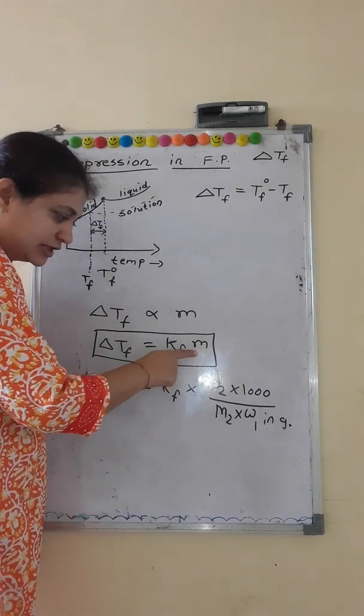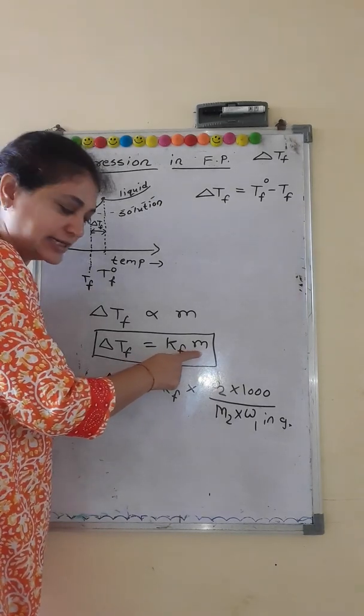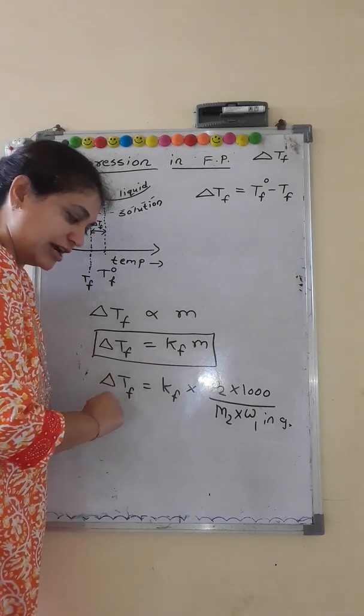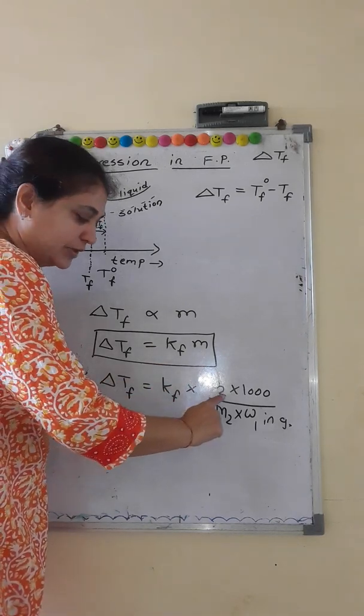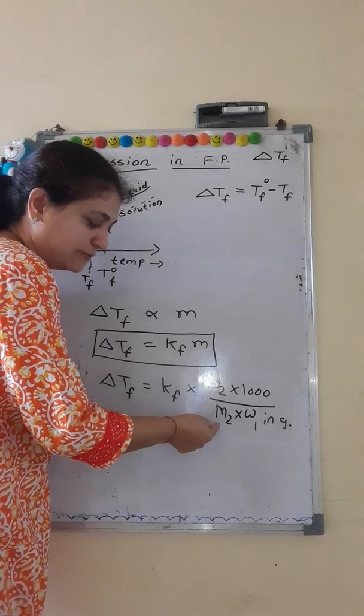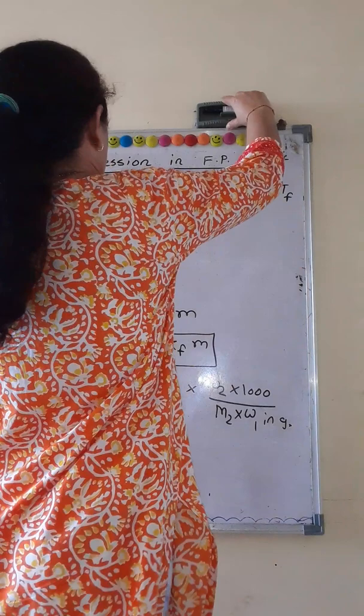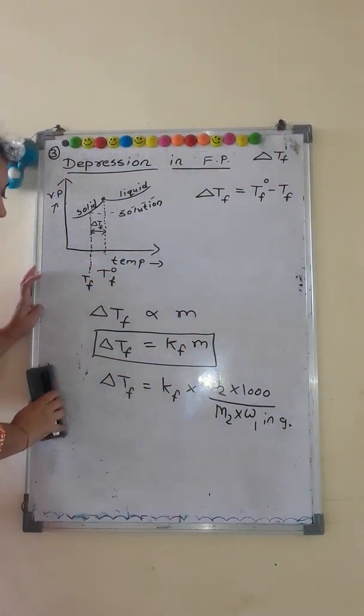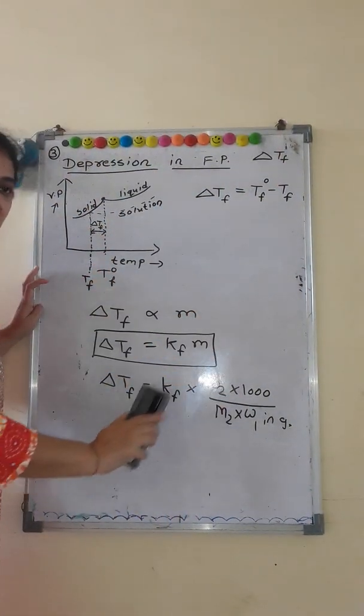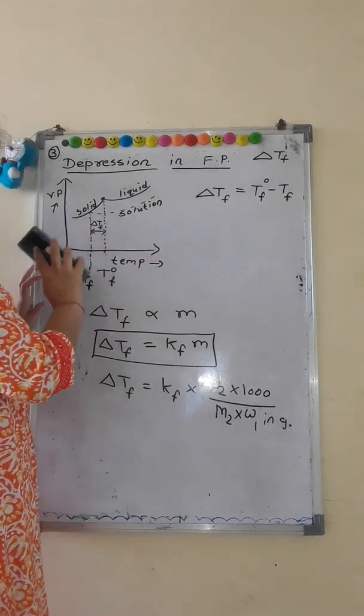Now, if I substitute the formula for molality, then my equation becomes delta Tf is equal to Kf multiplied by W2 upon M2 into 1000 upon W1. So here we complete depression in freezing point. Mostly numericals are asked, or else the definition is asked.